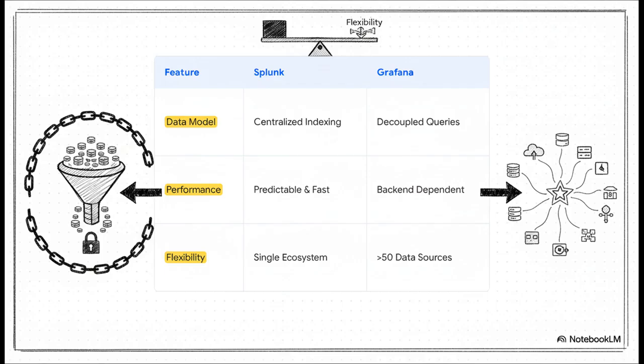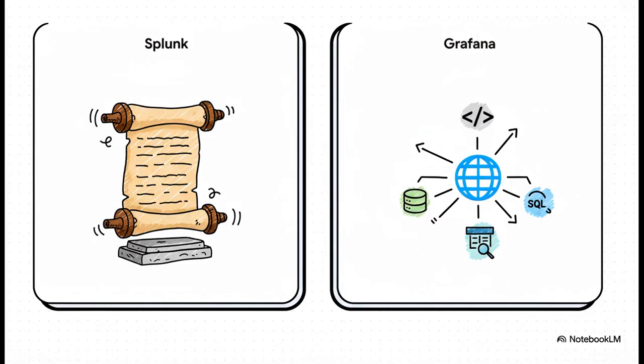Grafana, on the other hand, with its decoupled model, offers massive flexibility. It can connect to dozens of data sources, but its performance is only ever as good as the back-end systems that you've set up. So this big architectural difference leads directly to how you actually talk to your data. Splunk has its own powerful language, it's called SPL, and it's amazing for complex log analysis, but it has a really steep learning curve, and honestly, it isn't useful anywhere else.